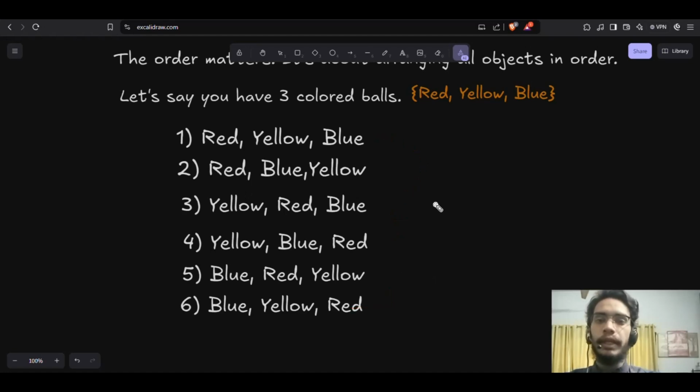I have done this manually. Let's say you had 10 balls, how many ways can you arrange them? Let's say you have 20 balls. If the number of balls or objects increases, then you can't just make each and every arrangement by hand or manually. It would be difficult. So there should be some sort of formula to solve this.